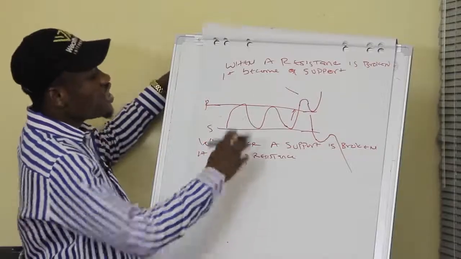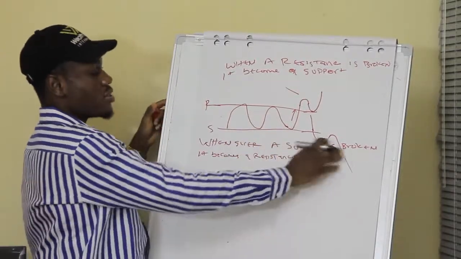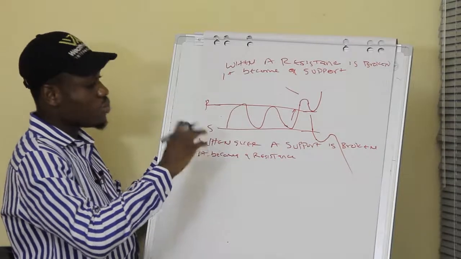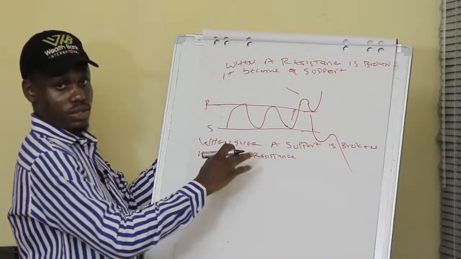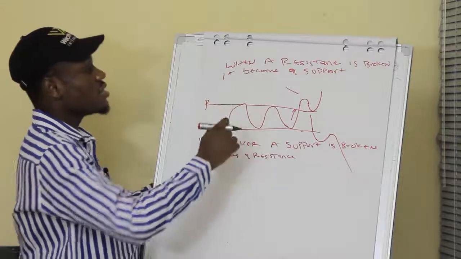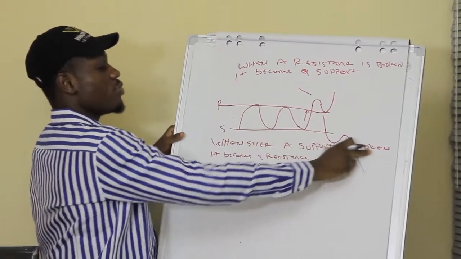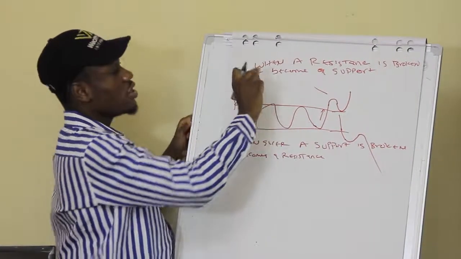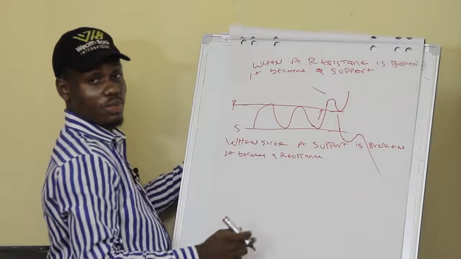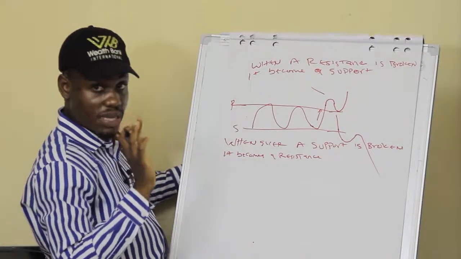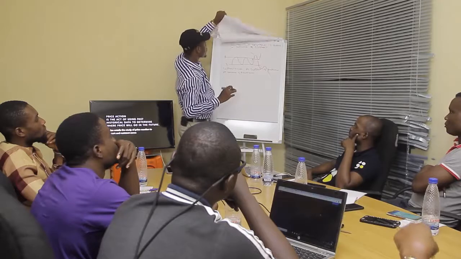And this law, whenever a support is broken it becomes a resistance, happens mostly in a trendy market. That's the law of whenever a support is broken, it becomes a resistance, or whenever a resistance is broken, it becomes a support. It happens mostly in a trendy market. Let me prove that to you.